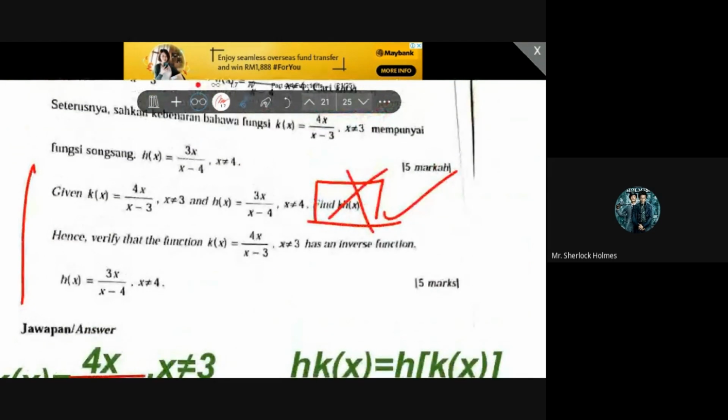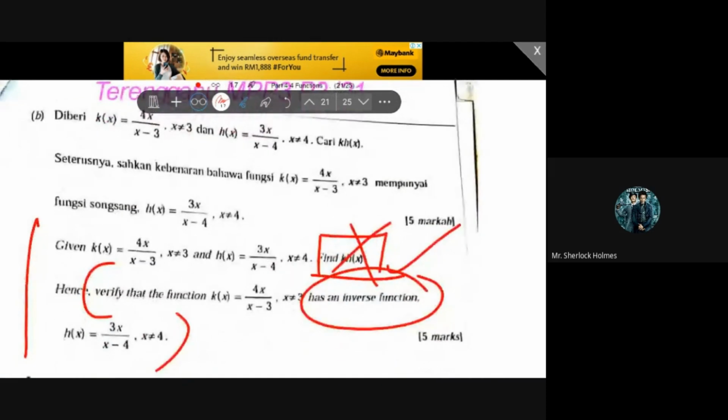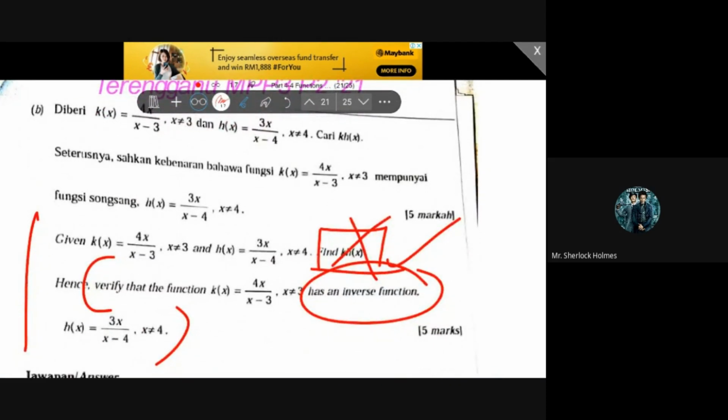So second part, yang ni paling susah. Hence verify that the function kx has inverse function. Dia nak tahu macam mana kamu nak buktikan fungsi kx ni ada fungsi songsang tak. What is the step we'll use? This one is the ultimate question. What are we going to do? If this one you can tell, you know the whole chapter already. What will we do?